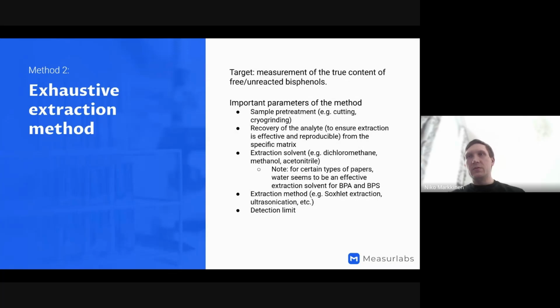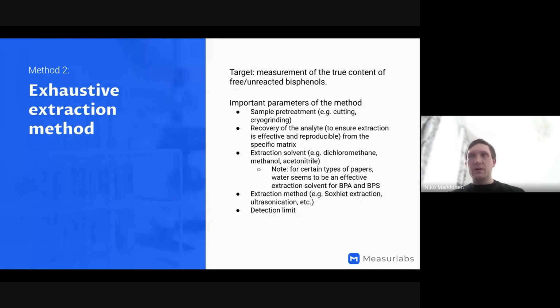So you have to think about, okay, how should I pre-treat the samples? If it's a film or paper, you cut it in small pieces, no issues there. But if it's a solid article, the solvent might not be able to penetrate the material very deeply. So then you would need to do cryo grinding or apply other method that basically disintegrates the sample to enhance the extraction. And then there's options for different extraction solvents.